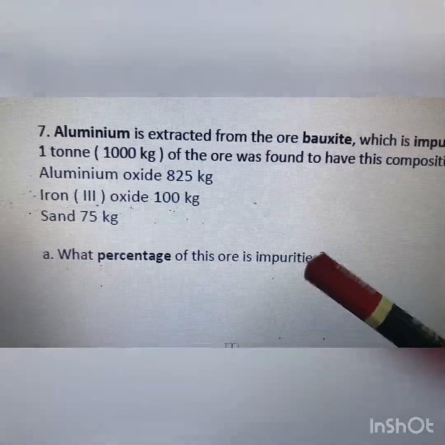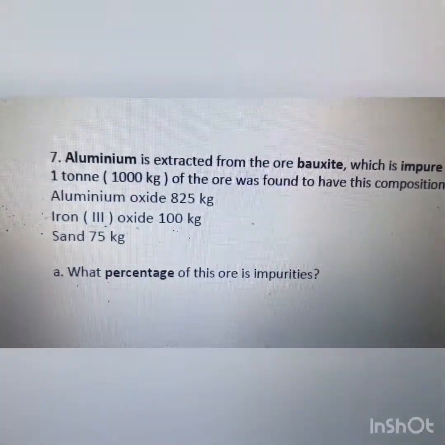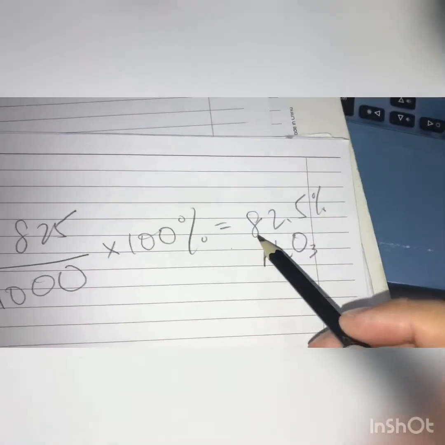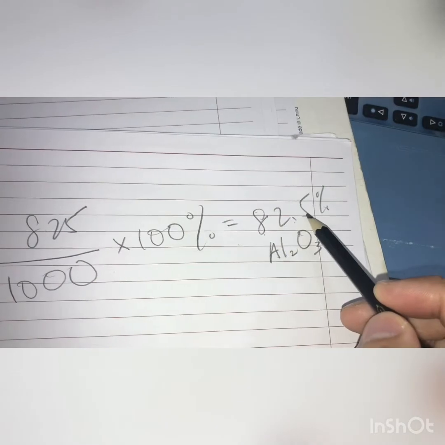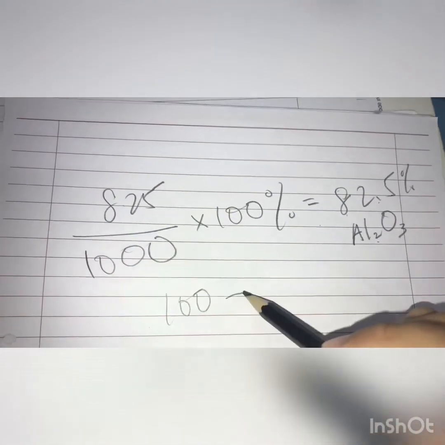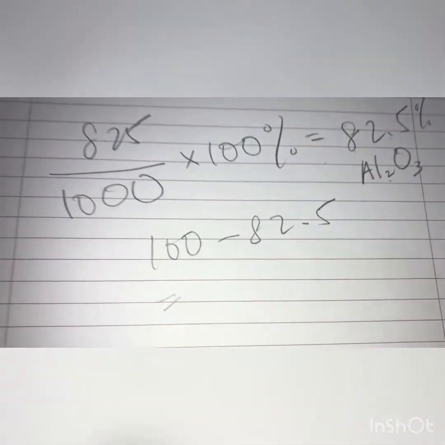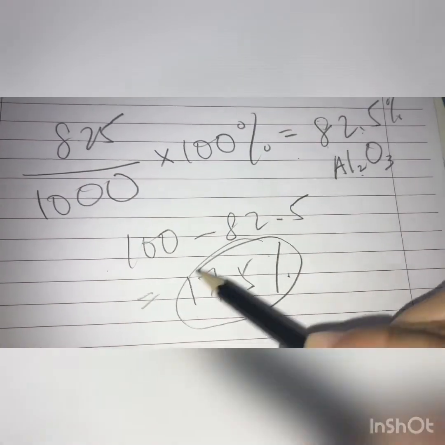The percentage of this ore that is impurity. So it is asking about the percentage of the impurities. Since 82.5% is aluminium oxide, the impurity will be 100 minus 82.5. The answer is 17.5.